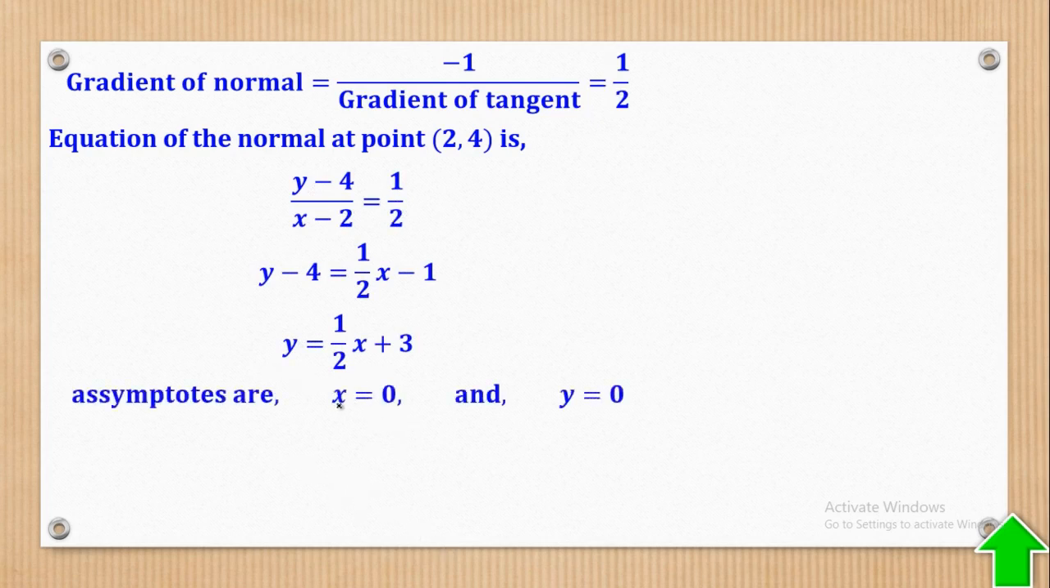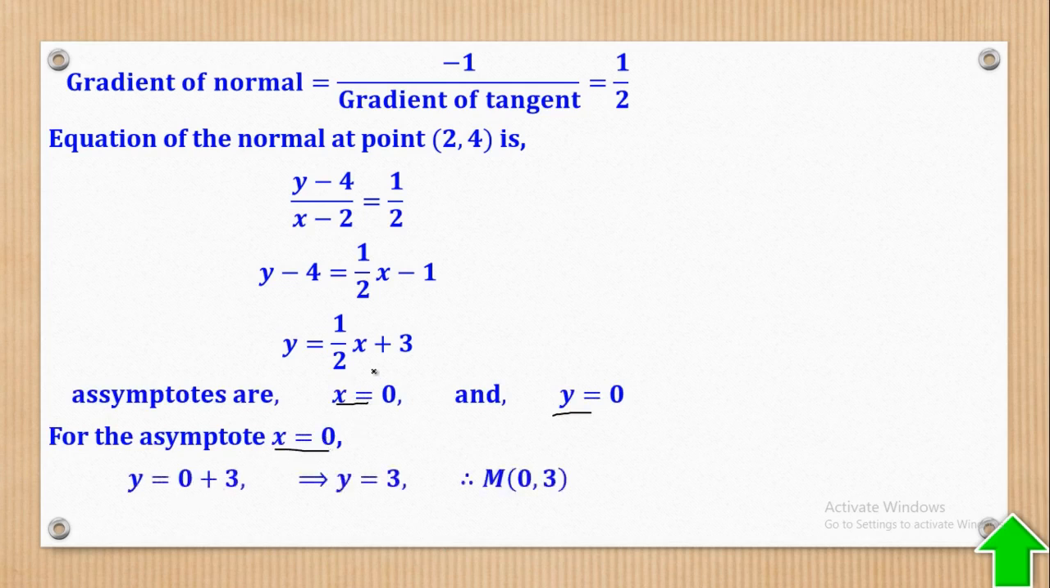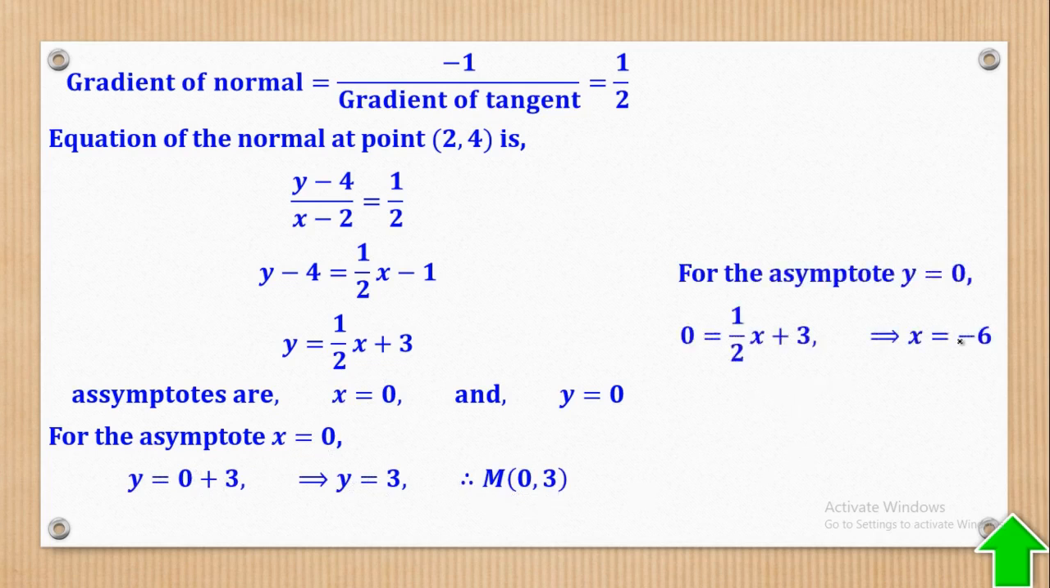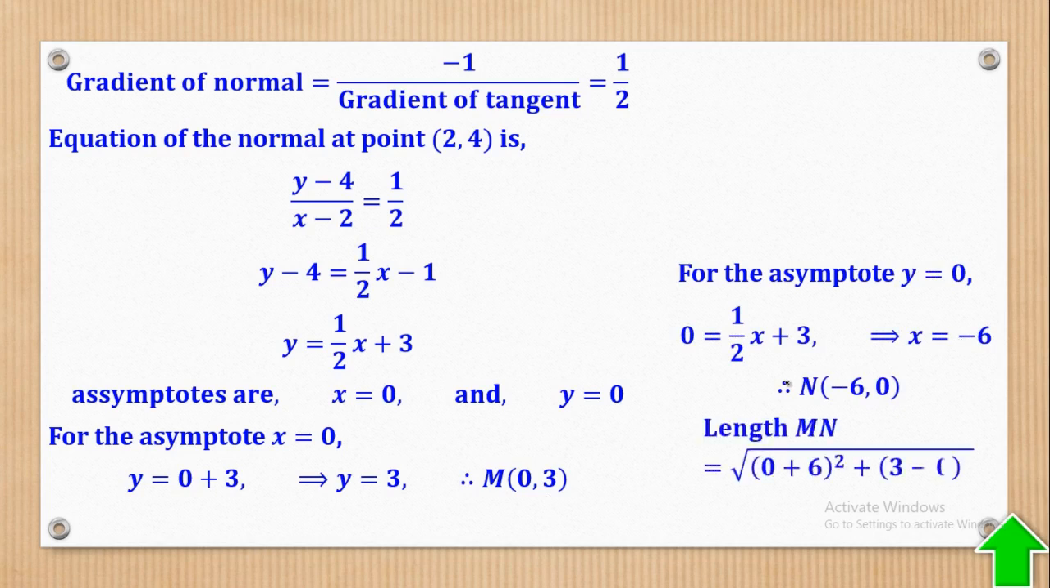Now the asymptotes are x equal to 0 and y equal to 0. I think you remember that. Therefore, for the asymptote x equal to 0, substitute x equal to 0 here to come up with y equal to 3. Therefore, M is (0, 3). What about the asymptote y equal to 0? Substitute y equal to 0 to come up with x equal to -6. Therefore, N is (-6, 0). Now I want the distance between M and N, given by that formula, and then we shall come up with this as the required distance.